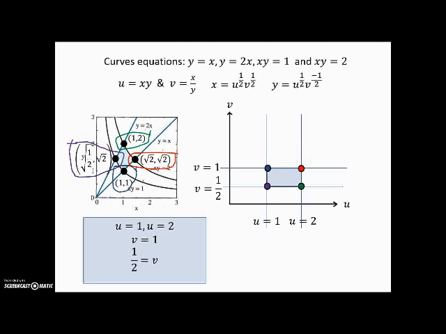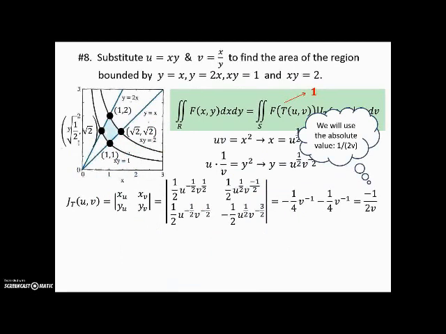All right, so all the preliminaries are done. We're going to integrate for u going from 1 to 2. We're going to integrate v going from 1/2 to 1. And go back to our original problem here. u is going from 1 to 2. v is going from 1/2 to 1.